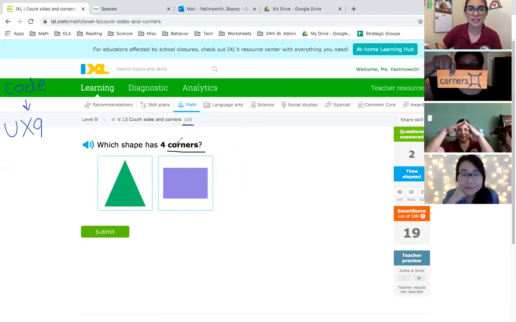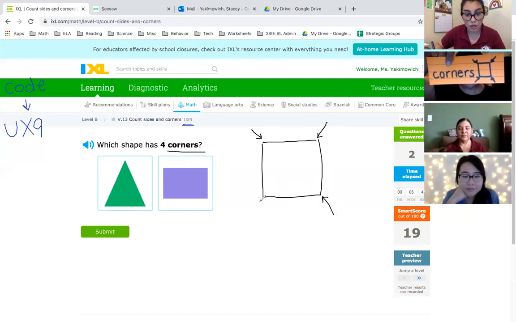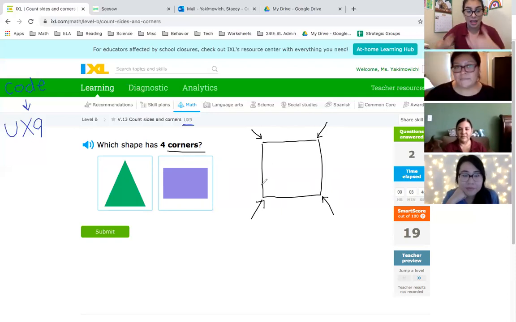Perfect. And I love the visual that Miss Rosales is showing, and I'll make it bigger for everyone. So she drew a square, and she is pointing to these points, right? This point where our sides meet, those are called corners. So our sides are meeting and making a corner. All right, so let's count the corners on each of these shapes.